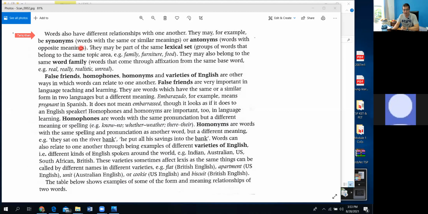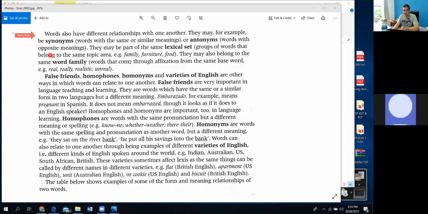Commonly it is practiced. Words with the same or similar meaning are called synonyms, or antonyms, words with the opposite meaning. Then they may be part of the same lexical set. Now some of you may know this, and those who do not know, pay attention. What is a lexical set? A lexical set is a group of words that belong to the same topic area.